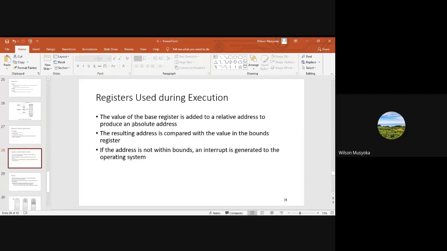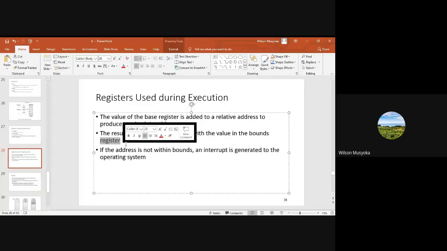The absolute address will be like what? The point at which the process has reached during execution. Either it was finished or it was swapped before it is finished. That is why it is called absolute. And it is relative to a particular address. Then the resulting address is compared with the value in the bounds register, or at the point where it stopped or it ended.